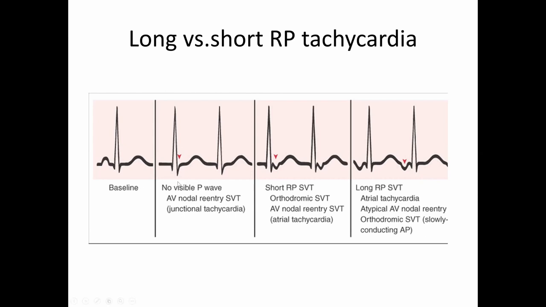If you can't see any P waves, it's most likely going to be AV node reentrant tachycardia, but it could be junctional tachycardia. If it's a short RP tachycardia, so the RP interval is shorter than the PR interval, it's again most likely to be AVNRT, but it could be atrial tachycardia, and it could be orthodromic AV reentrant tachycardia. And if you've got a long RP interval, so the RP is longer than the PR interval, this could be any of the main three. It could be an atrial tachycardia, atypical AV node reentrant tachycardia, or orthodromic AV reentrant tachycardia, but that would require a slowly conducting accessory pathway.